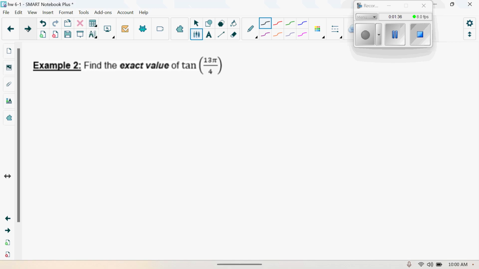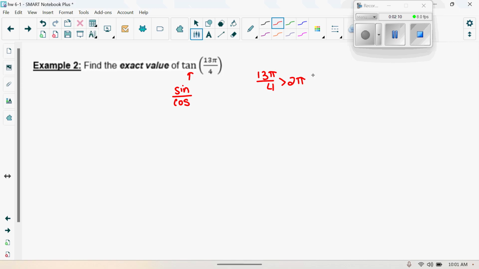Our next one is looking for the exact value of tangent 13 pi over 4. So remember, tangent, you can memorize the values, or it is equal to sine over cosine. So 13 pi over 4, I have to figure out what quadrant I'm in. 13 pi over 4 is greater than 2 pi, which means I need to find its coterminal angle. So I need to subtract 2 pi.